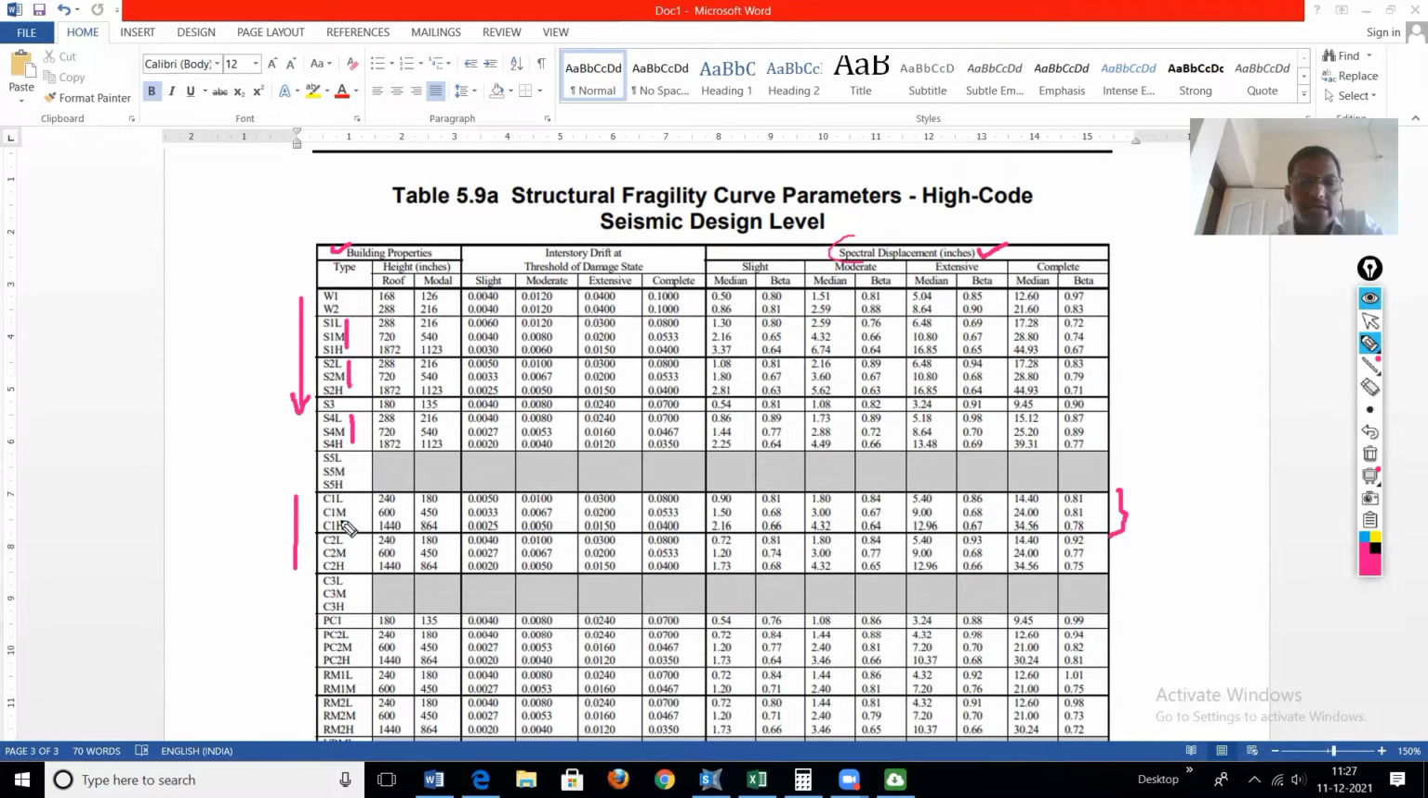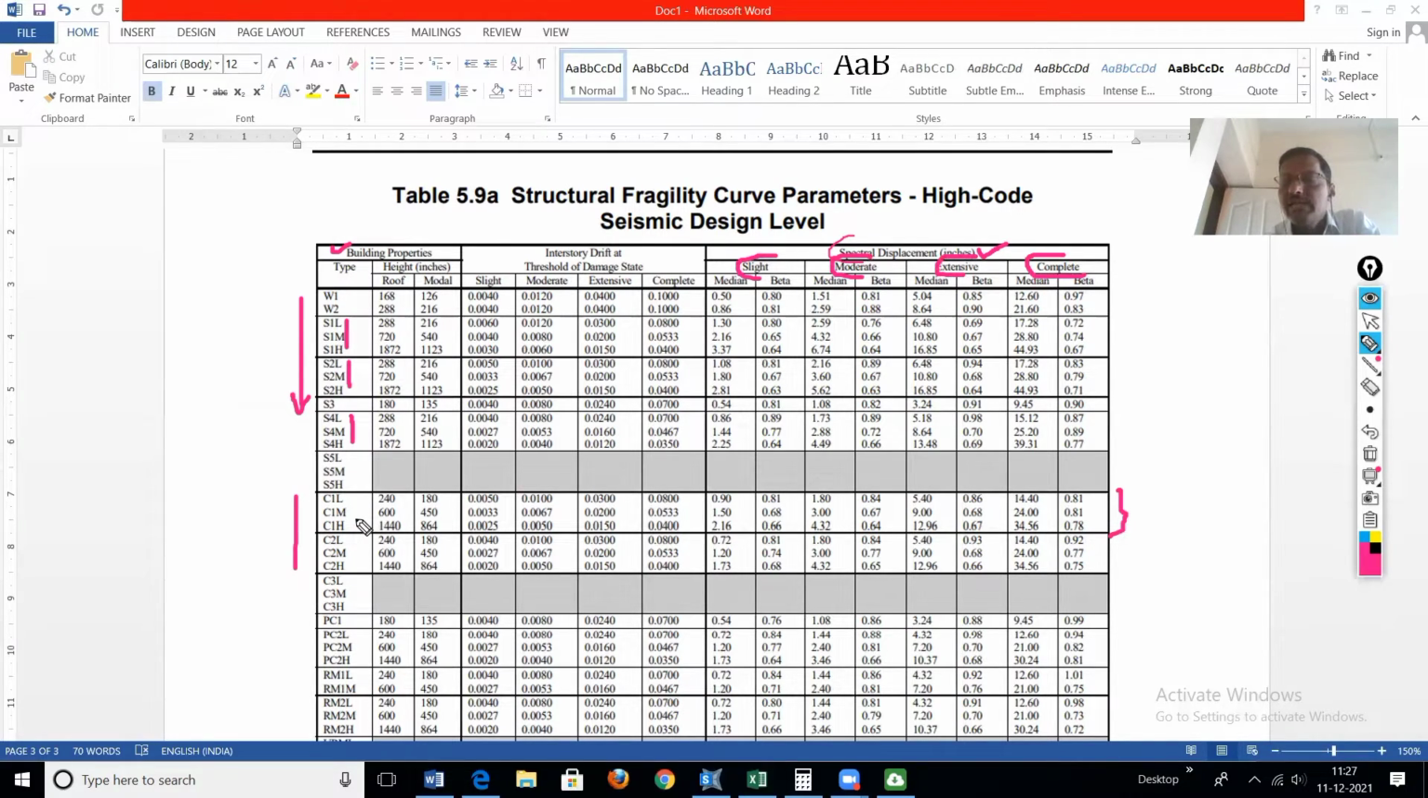In the manual you will get the definition of this type of category. C1L is the low height building, C1M is the medium height building, and the third, C1H, is a high rise building. Now here, this is the first damage state. It is the slight damage state, then the moderate damage state, then the extensive damage state, and the complete damage state. These are the four damage states.